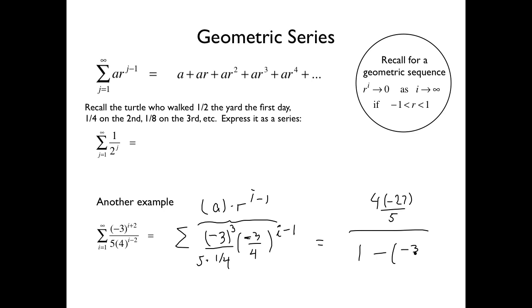And I'm only doing this because what? Why can I do this? Because our negative 3/4 falls in the range. It falls in that range for convergent series. So whatever this number all turns out to be, it's going to be the sum of that series, which converges because R is between negative 1 and 1. Caden?